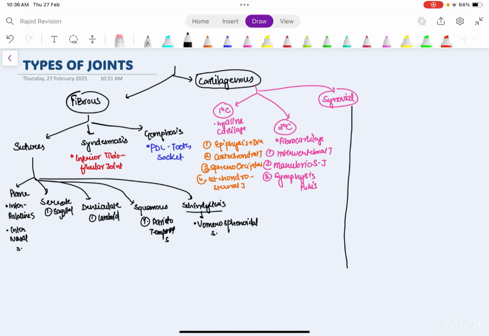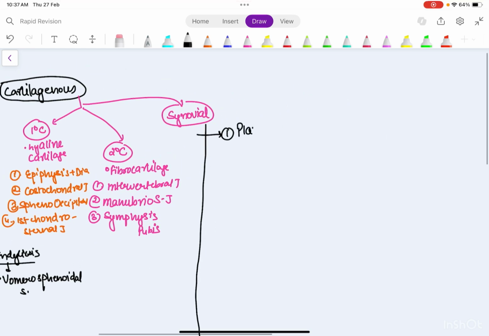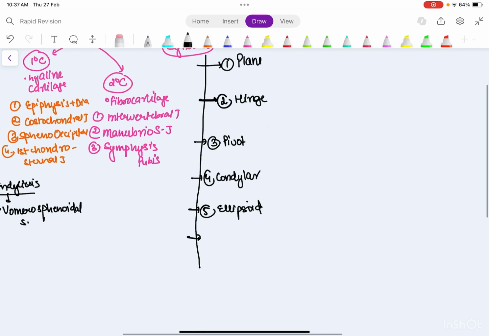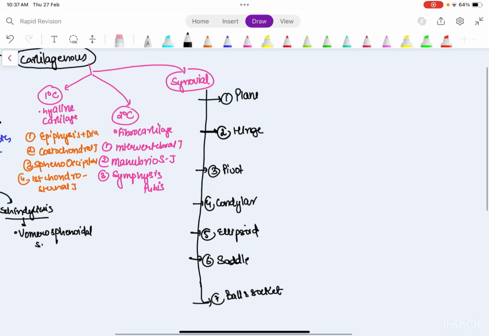In synovial you have to remember that we have a lot of divisions. First of all, the first division that we have is the plain synovial joint. So I'll just write plain. Then the second division is hinge joint, then we have pivot, then condylar, then ellipsoid, then saddle, and the last one which we have is ball and socket.